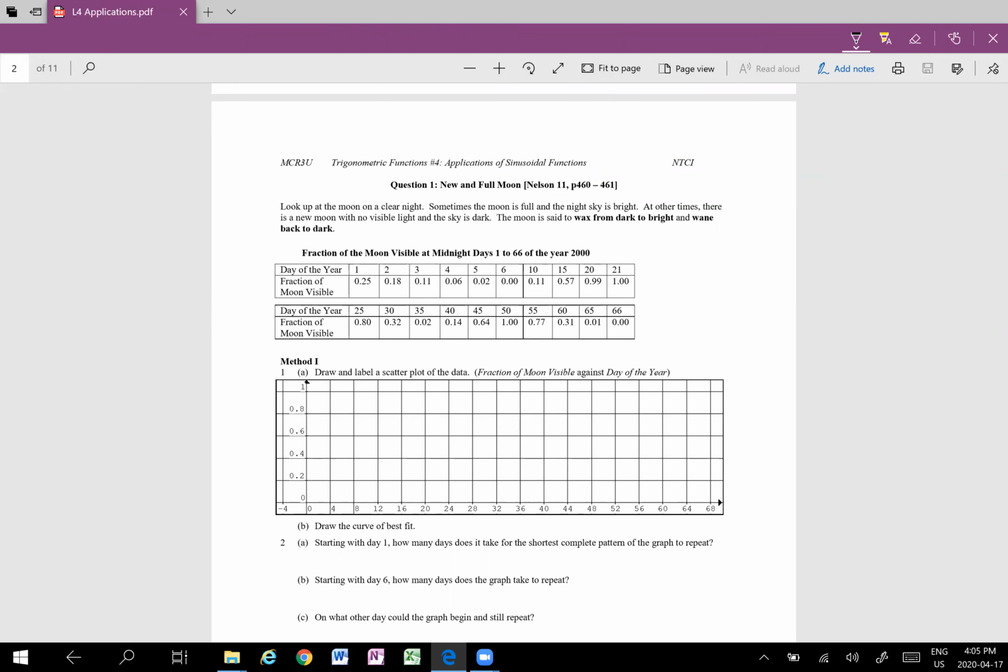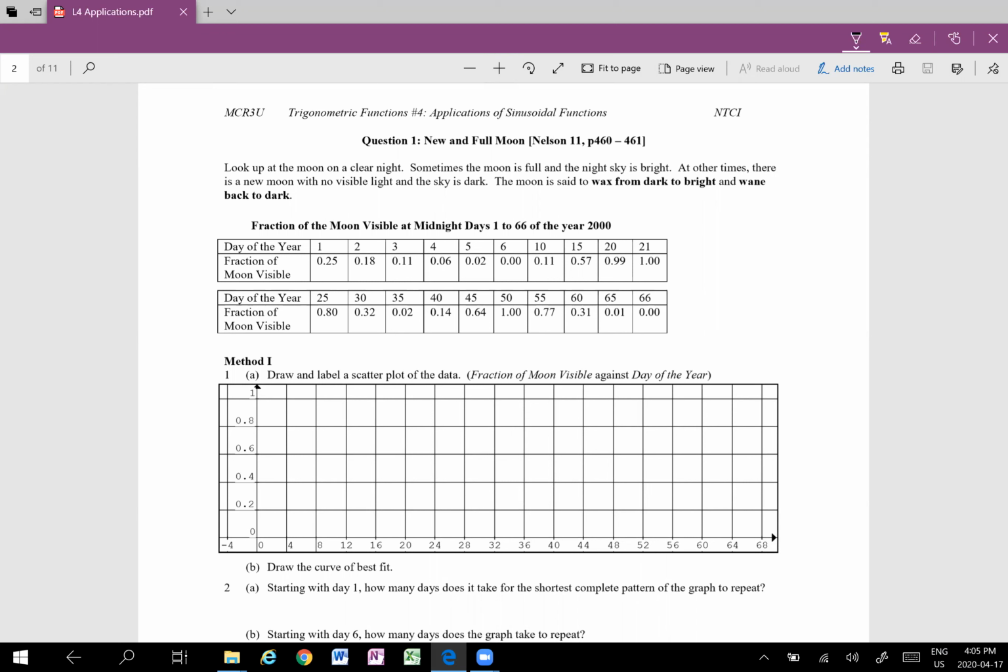Question 1 is taken from the old Nelson 11 book. Let's just zoom in really quickly and read it. Look up at the moon on a clear night. Sometimes the moon is full and the night sky is very bright. At other times, there's a new moon with no visible light and the sky is dark. The moon is said to wax from dark to bright and then wane back to dark.